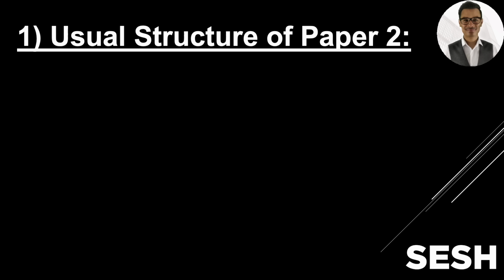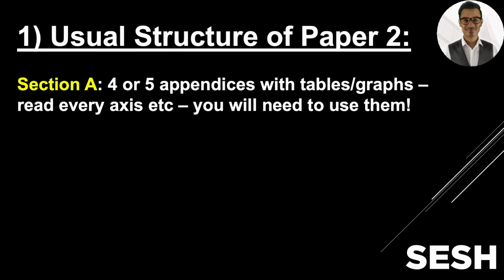So I think it's particularly important here to talk about the difference between the 3 sections. So section A is likely to be 4 or 5 appendices. They might have tables, graphs, line graphs, bar charts, and so forth in them. Make sure you read every axis. Make sure you read the title so you know exactly what the information is trying to show you, and you will need to use them. For sure, you will need to use them. They're not to be ignored.